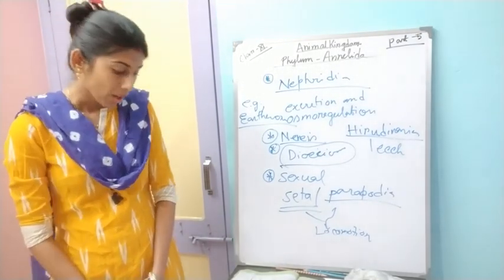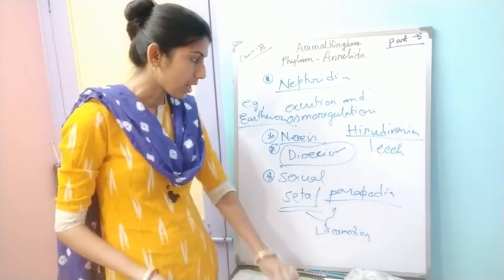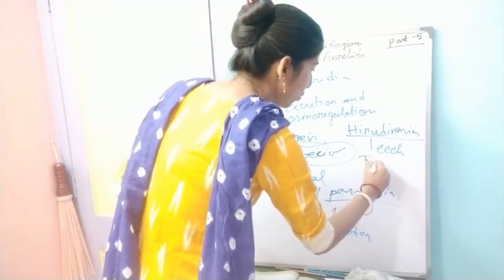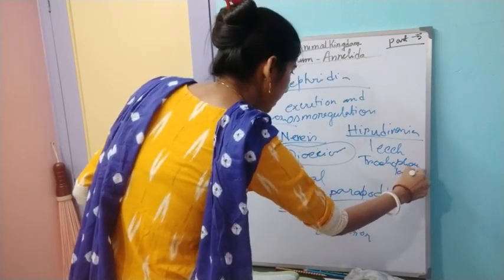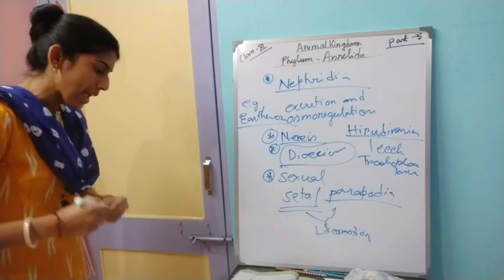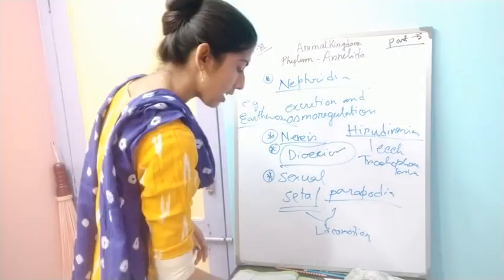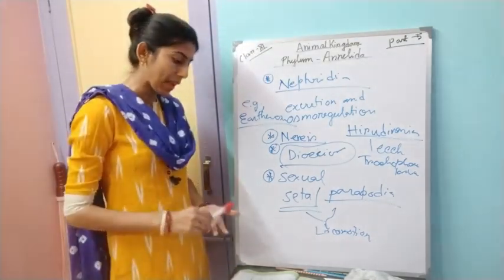Sometimes a larva called trochophore larva is present in annelids. So these are the common features of phylum Annelida.